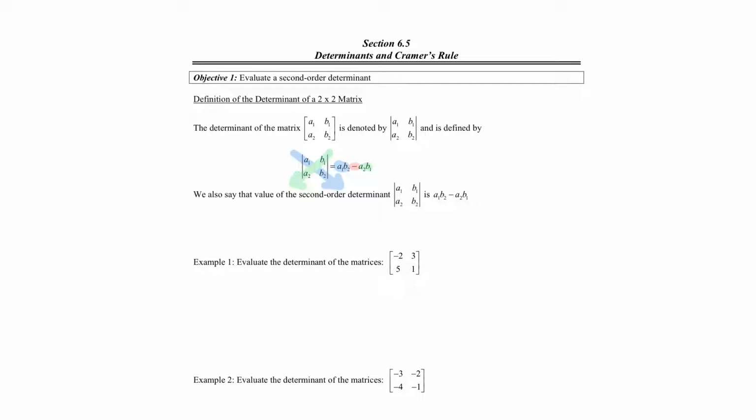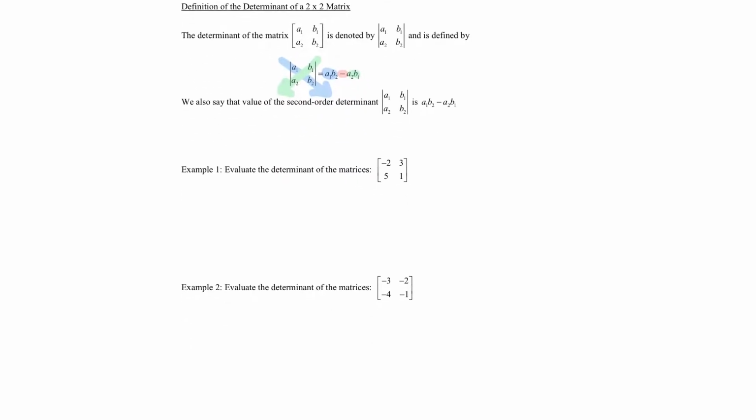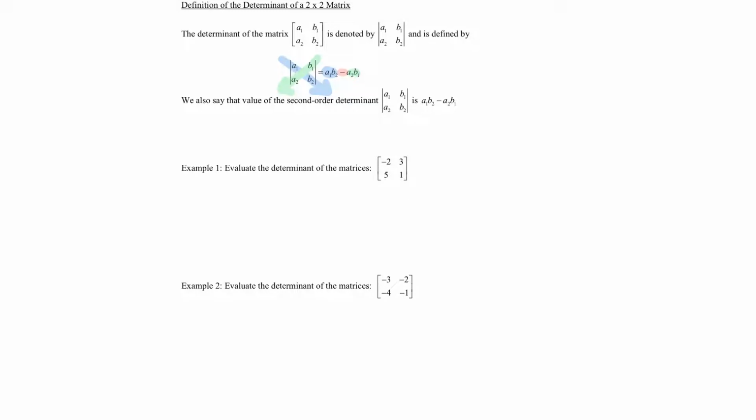And we're going to practice doing these 2 by 2 determinants by hand, and then we're going to transition to using our graphing calculator to do higher order determinants, because it gets quite complicated for matrices that are larger than 2 by 2. All right, so let's do this first example. I want to find the determinant of this particular matrix, and another way I could do it is to say determinant of negative 2, 3, 5, 1.